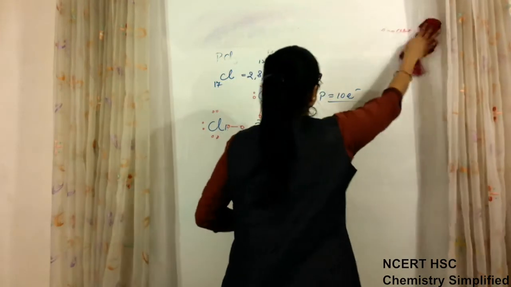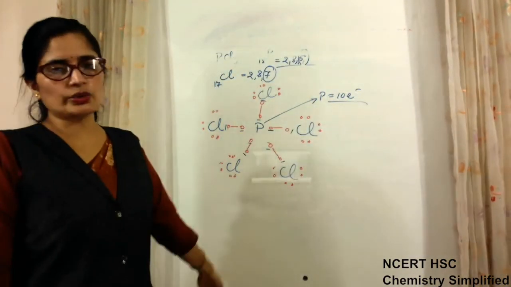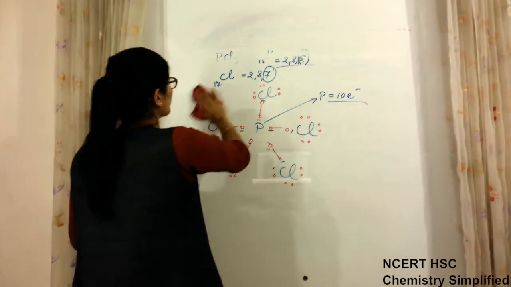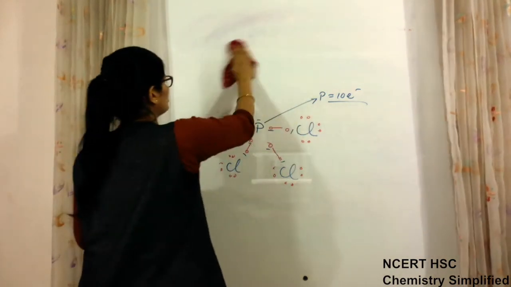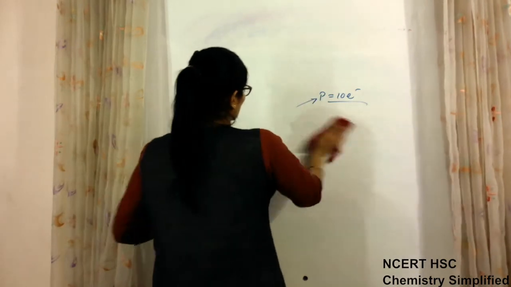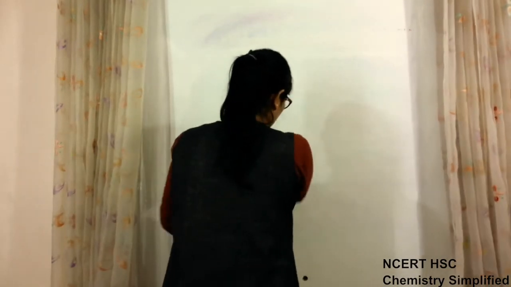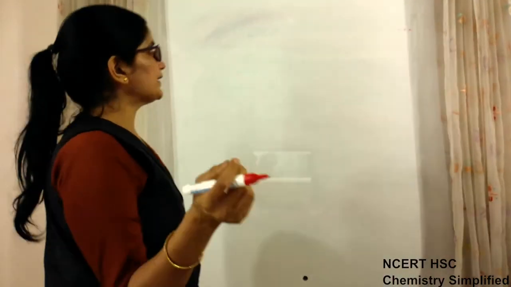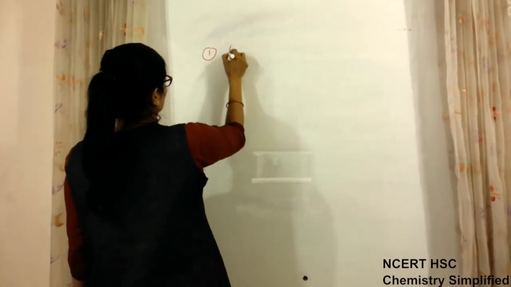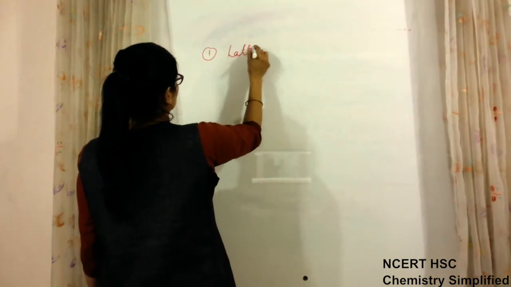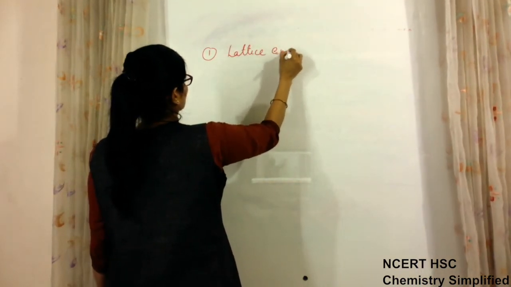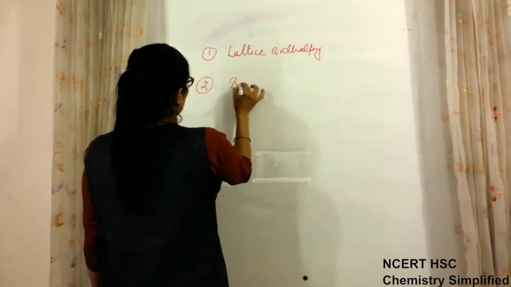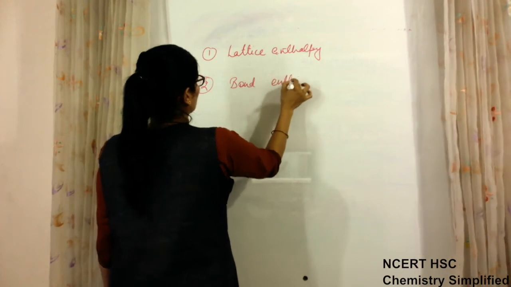So first, this theory is over. Its exceptions also we have discussed. Now we are coming to some small terms which are more often used in chemistry. So we have to be familiar with those terms. We will take 2 terms today. One is lattice enthalpy, and the second term I will take is bond enthalpy.